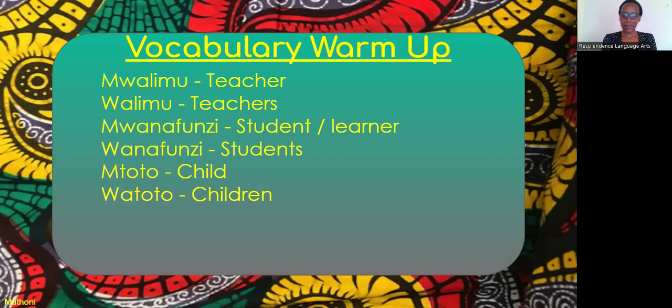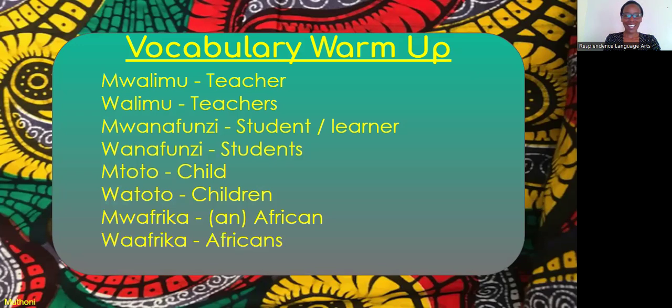children. Awesome. And then we have Mwafrika, an African, as in when you're identifying yourself, you're describing, not really where someone comes from, but their identity as an African. Yes, so this is what we're talking about. You only use it when you're talking about people or human beings. And the plural is Waafrika. So Mwafrika, Waafrika.